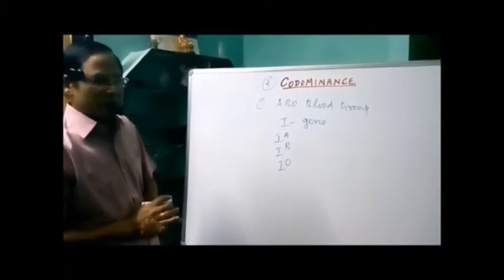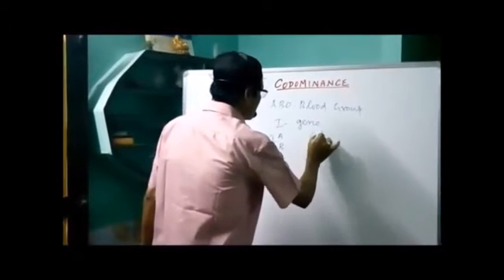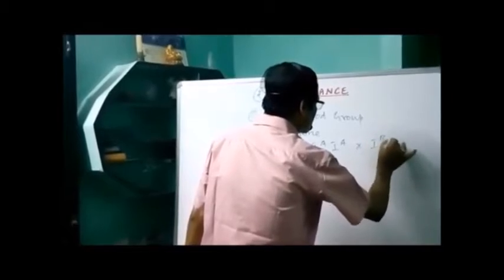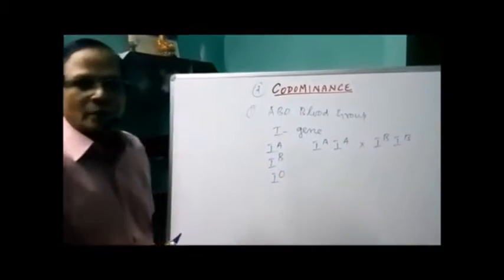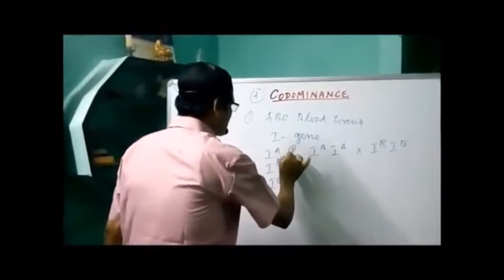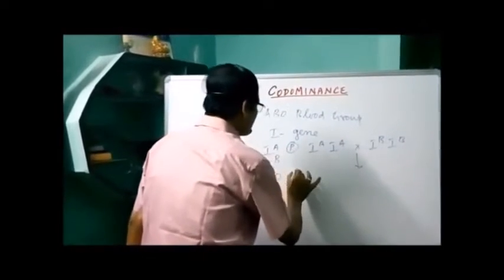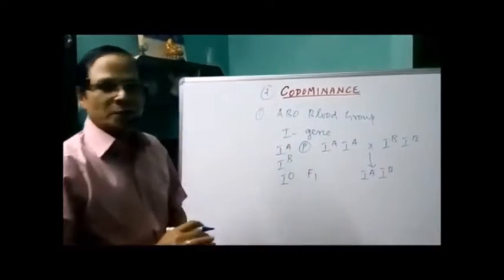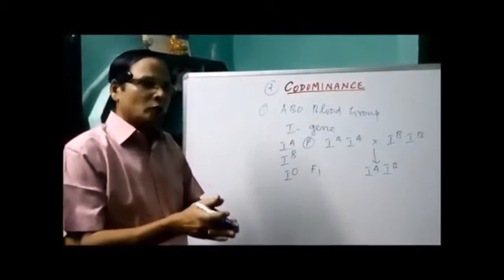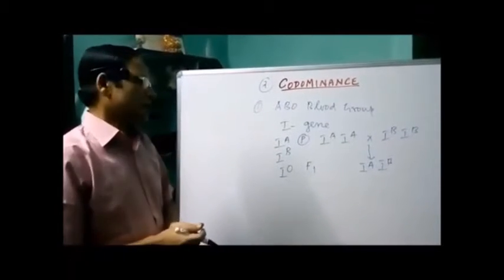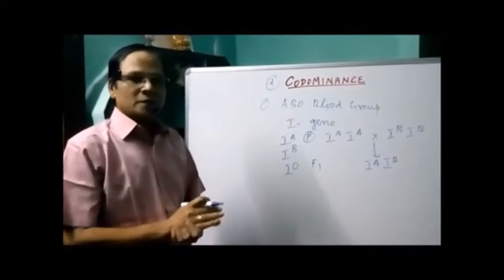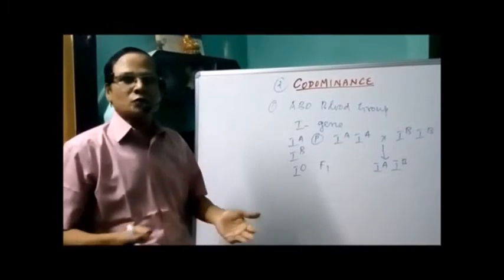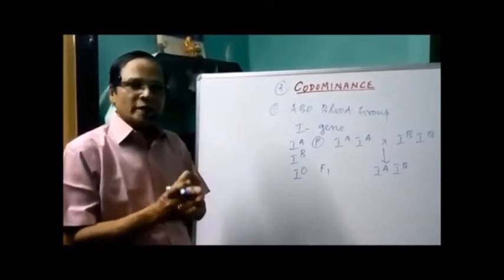Suppose a marriage occurs between a homozygous A and a homozygous B. These are the parents. In the F1 we receive individuals with both A and B genes present. They are equally expressed to produce a character. So in codominance, the two alleles in the heterozygote express themselves individually, and a new character is formed.